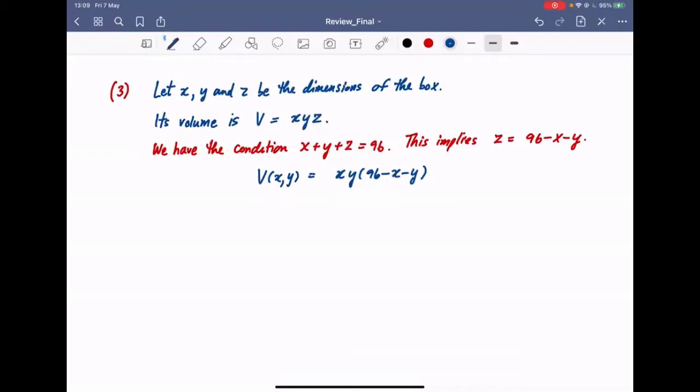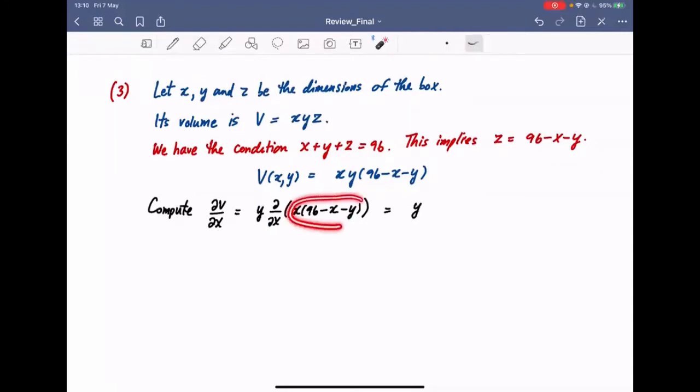So first of all, we're going to find a critical point. How do you find a critical point? We differentiate V with respect to x. Basically, you compute this first, and then you set it equal to 0 and solve for the critical point. So we differentiate V with respect to x. I do not need to differentiate y, and then I differentiate x times (96 minus x minus y). I have y here, so I differentiate this thing. I have to use the product rule.